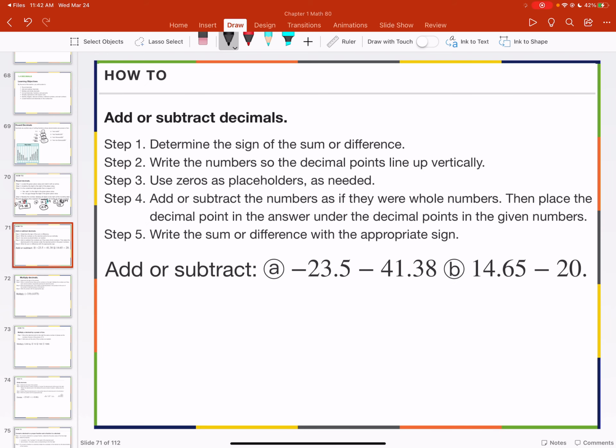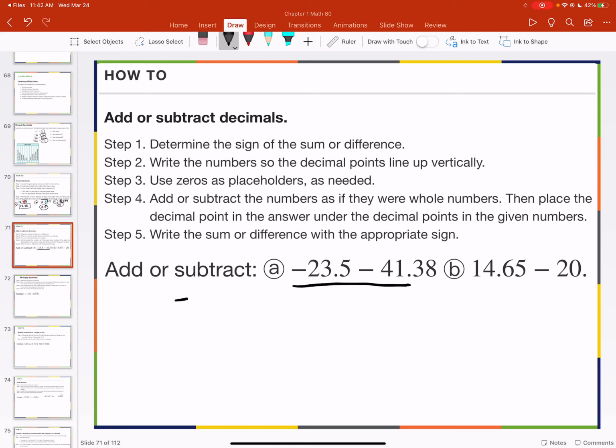Okay, let's talk about adding and subtracting decimals. First of all, we have to understand if it's adding or subtracting. We can line these up vertically, and we can use placeholders as zeros if we need to. And then we add or subtract as if they were whole numbers, and we just use the decimal place as it goes. So let's go ahead and look at this.